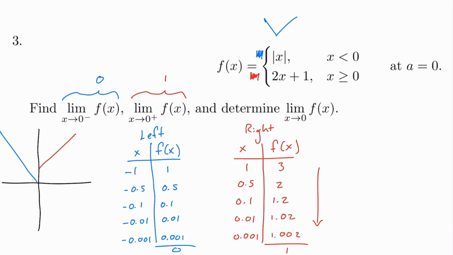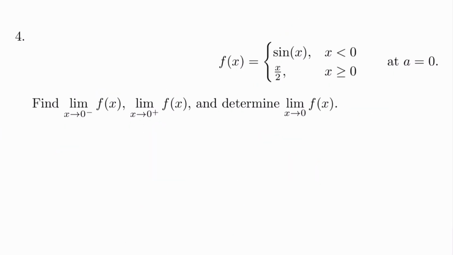And once again, our left and right-handed limits are not equal to each other. We see that in the table and in our graph. So we can say that the limit as x approaches 0 of f of x does not exist. Our fourth problem here is the last one of this style. So last time here with these kinds of questions, I am going to graph.